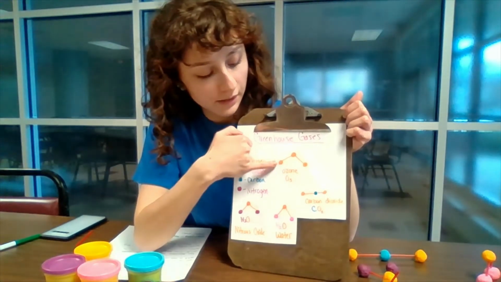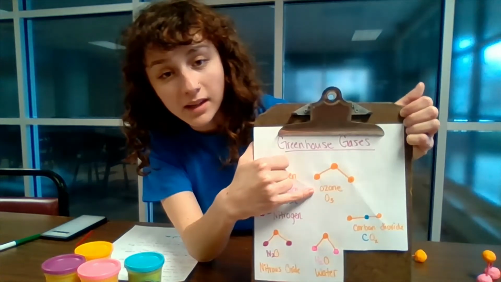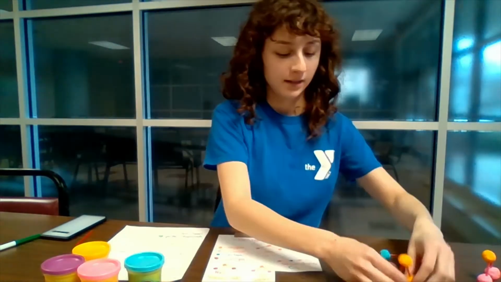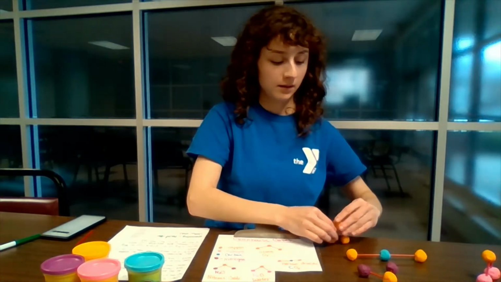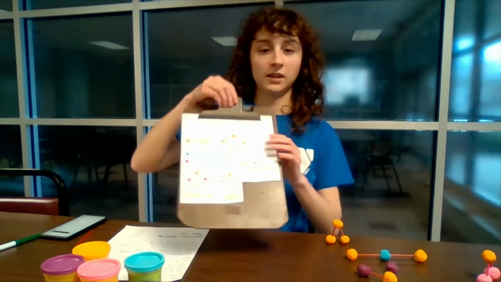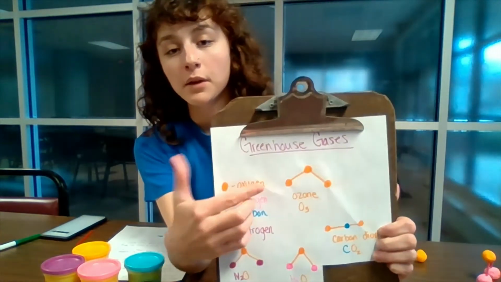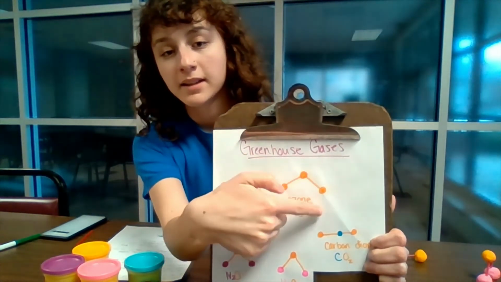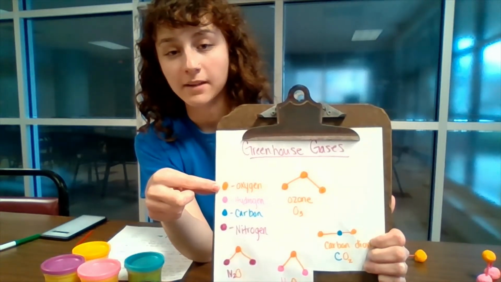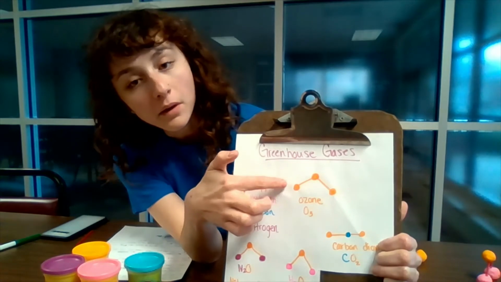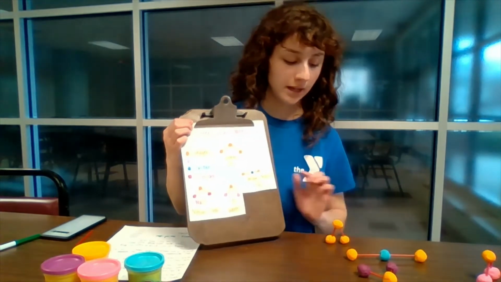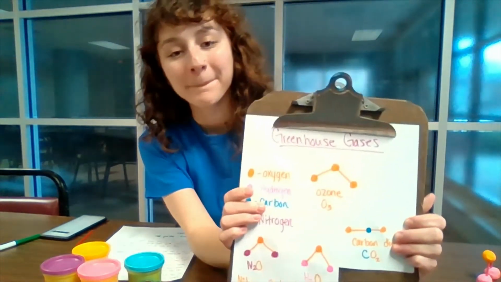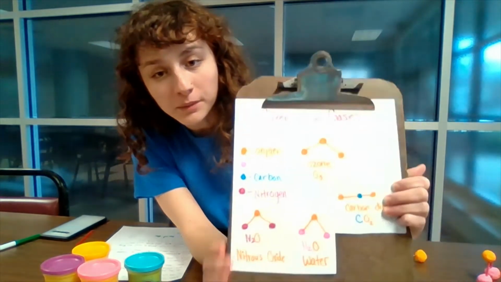So we'll start here with this first one. This one is called ozone. We'll set it right back here so you can see it in the video. So this is ozone. And ozone has 3 different oxygen atoms that bond together to make the ozone. So you can see here in the model that we have 1, 2, 3 oxygen atoms. And so that makes our ozone molecule.